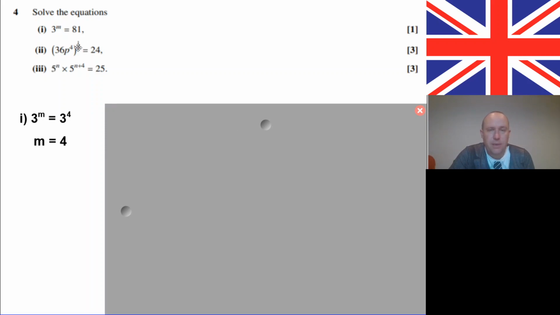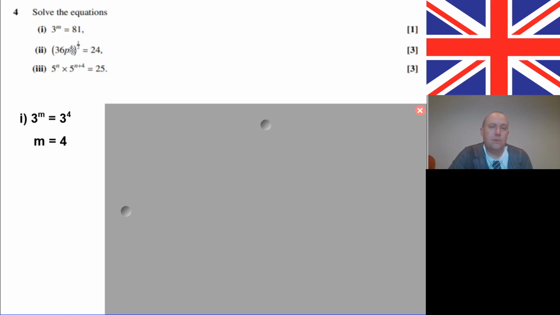Now for this one, there are a couple of different ways you could do this. You could try squaring both sides to get rid of the exponent here. I think it's easier for this one just to use the power to a power rule. So I'm going to do everything to the power of a half, which just means do a square root. So the square root of 36 is 6.